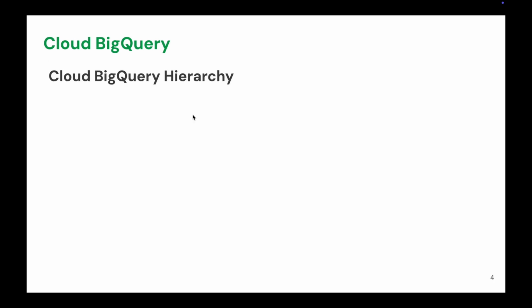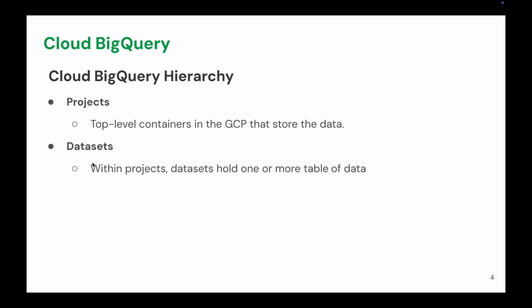And now we will discuss the hierarchy of Cloud BigQuery. The top level container of the hierarchy is projects. Inside projects, we will have datasets, tables, and all those things. This is the top level hierarchy. Next to projects, we have datasets. Inside datasets, we will have the tables. This is the second level hierarchy.